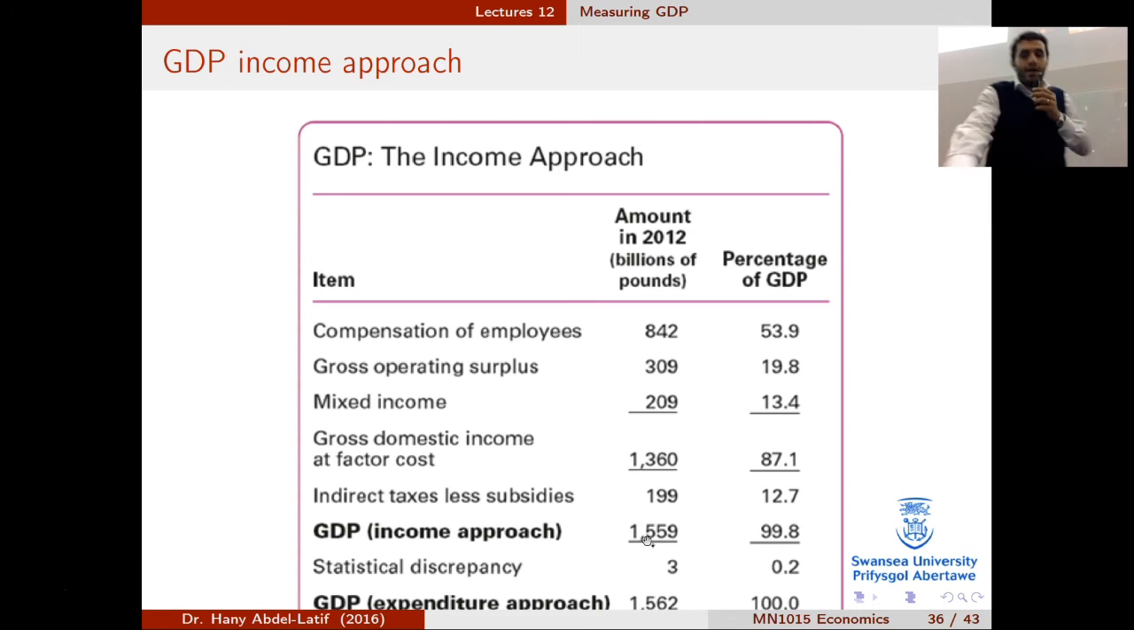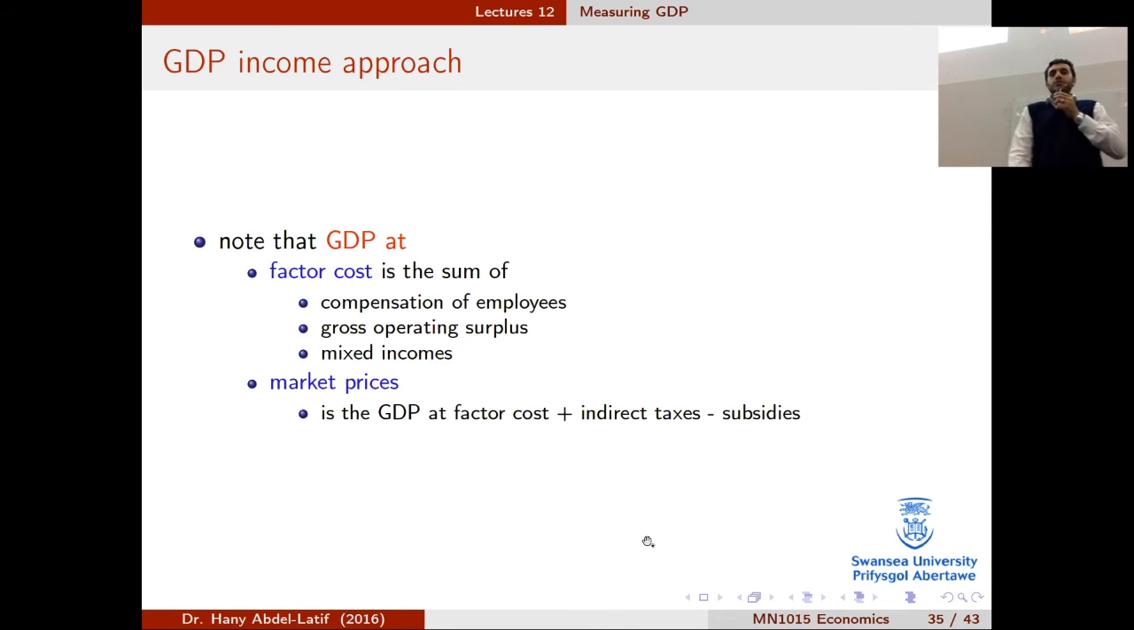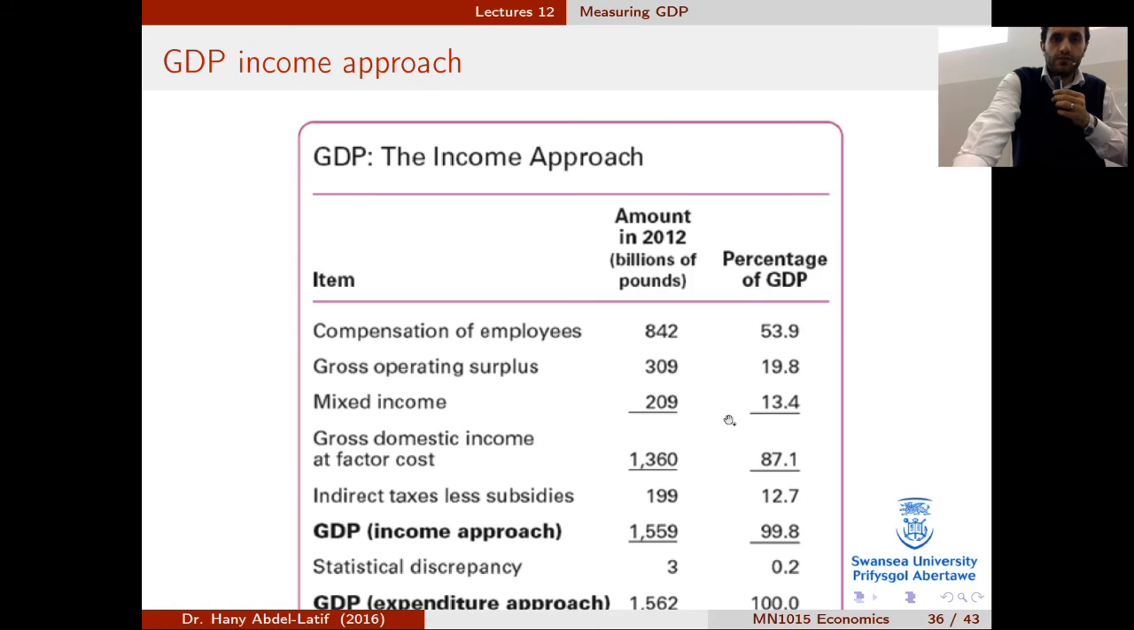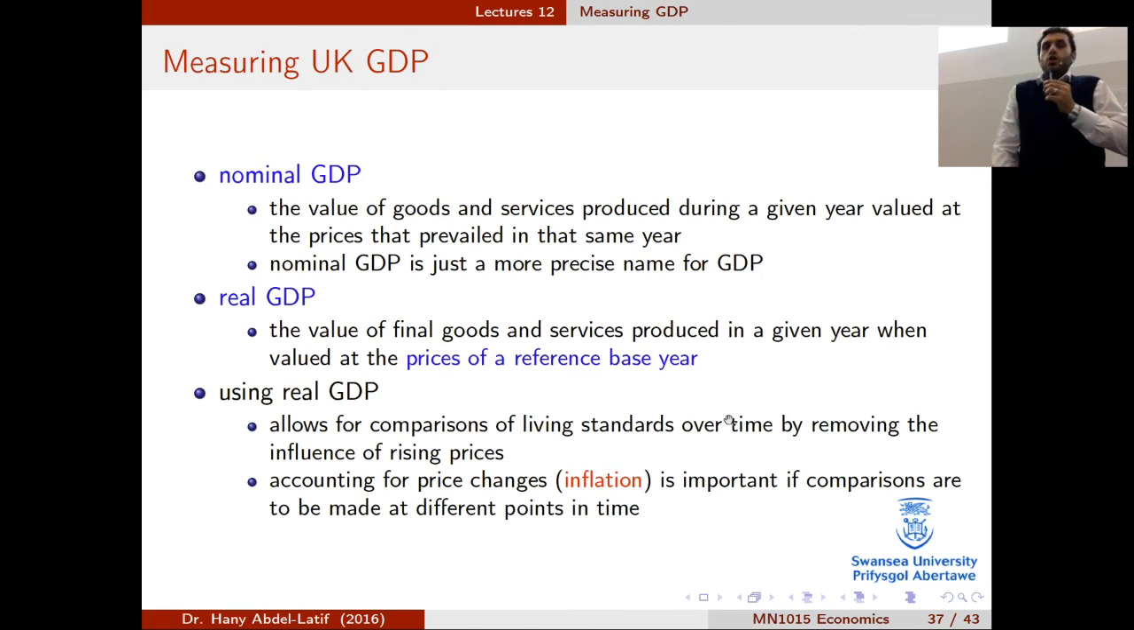Okay, so let me go back to the slide, this one. So that's the difference. At market prices, we add indirect taxes and we subtract subsidies. That's the only difference here. One more thing to learn about the GDP. When we look at the market value, to be more precise, we're looking at the nominal GDP. So let me give you an example.